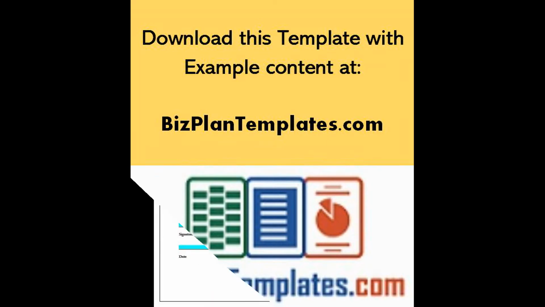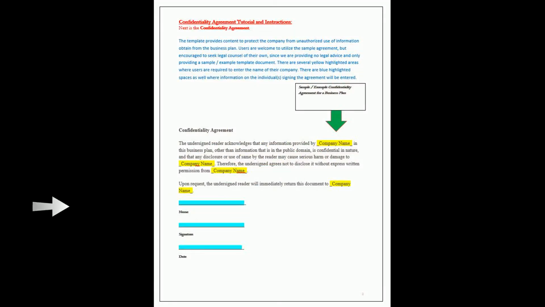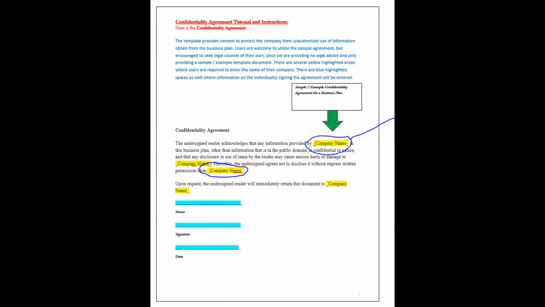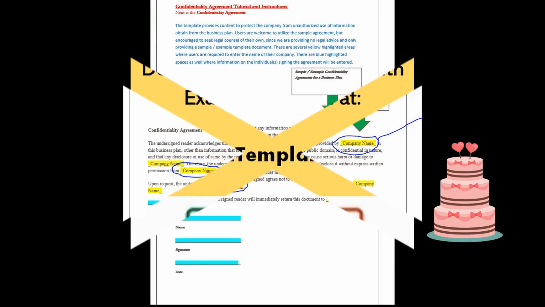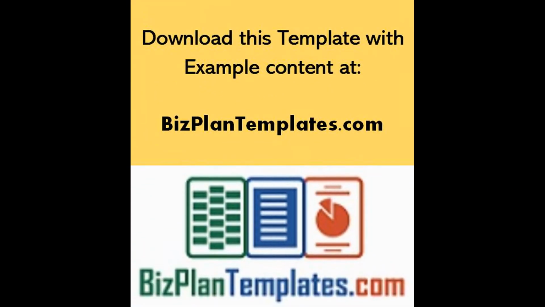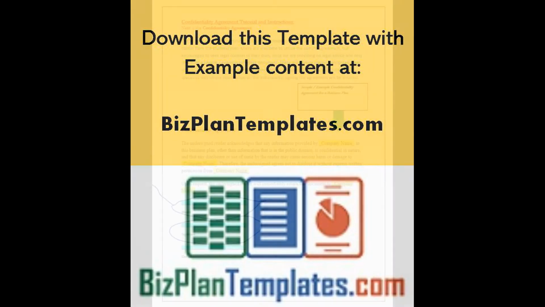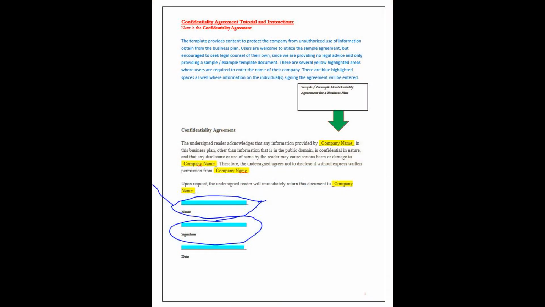Confidentiality Agreement Tutorial and Instructions. Next is the Confidentiality Agreement. The template provides content to protect the company from unauthorized use of information obtained from the business plan. Users are welcome to utilize the sample agreement but encouraged to seek legal counsel of their own, since we are providing no legal advice and only providing a sample or example template document.